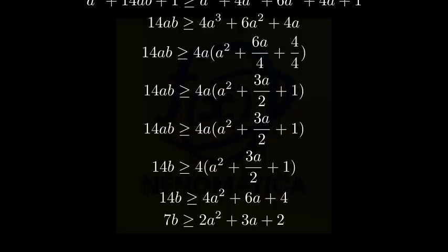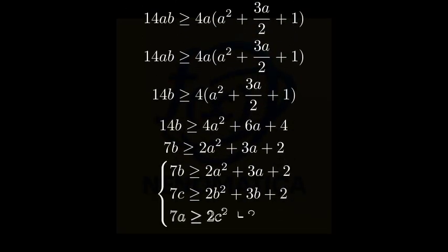Following the same steps for the other equations, we can derive similar inequalities. For the second equation, we get 7c ≥ 2b^2 + 3b + 2. And for the third equation, we get 7a ≥ 2c^2 + 3c + 2. So our system of inequalities is 7b ≥ 2a^2 + 3a + 2, 7c ≥ 2b^2 + 3b + 2, 7a ≥ 2c^2 + 3c + 2.